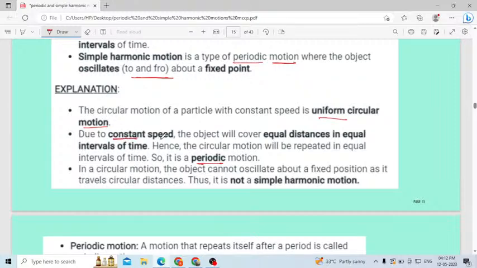Here they mention constant speed. If an object is moving in a circular path with constant speed, it is covering equal distance in equal intervals of time. Therefore, it is periodic. But in a circular motion, the object cannot oscillate about a fixed point. Here the object is not oscillating, as it travels a circular distance. Therefore, this is not an example of simple harmonic motion.